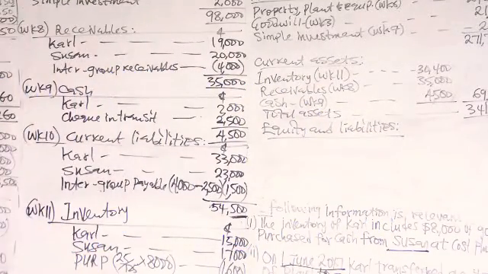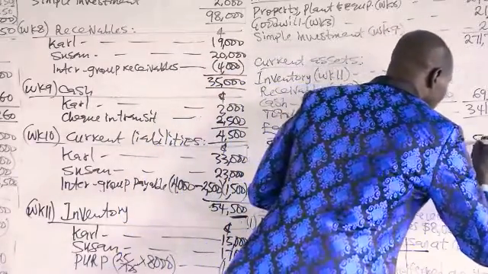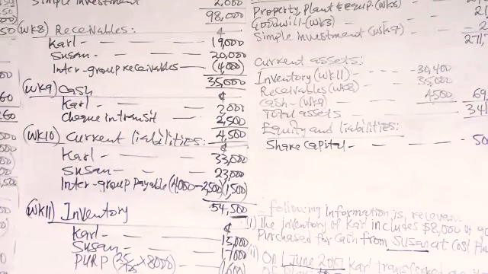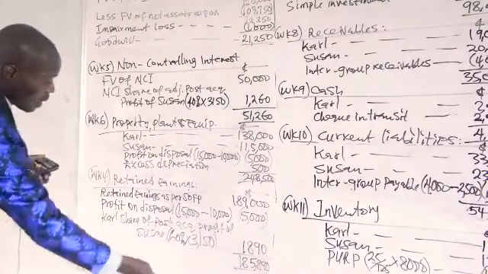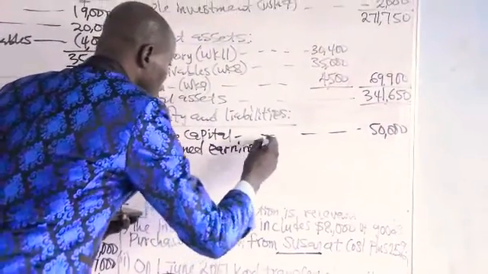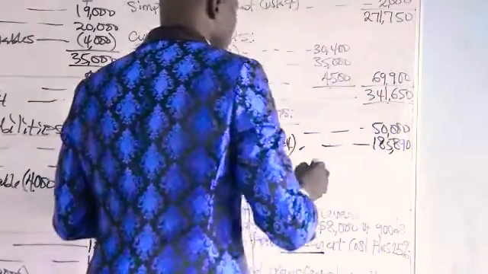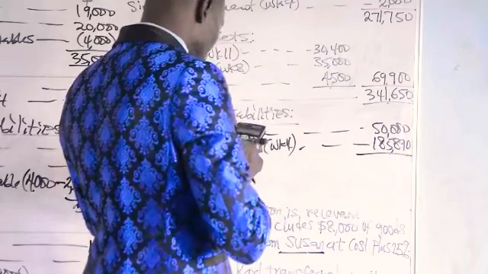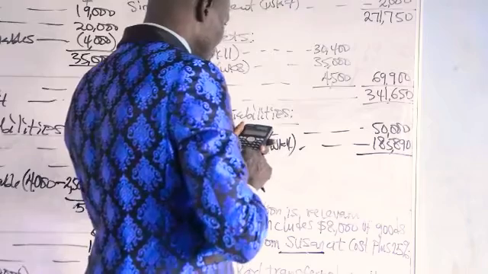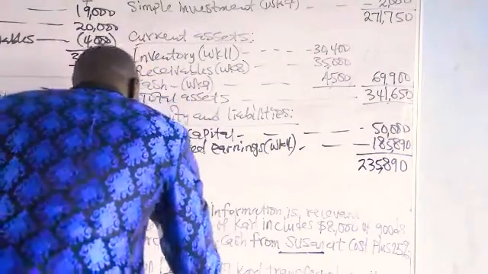As part of our equity, you start with the share capital. The share capital to use should be that of the parent only, which is 50,000. Then we have retained earnings, working 4, which is 185,890. When you add it up, you get the equity attributable to the owners of the parent, which is 235,890. After that, you have the non-controlling interest.